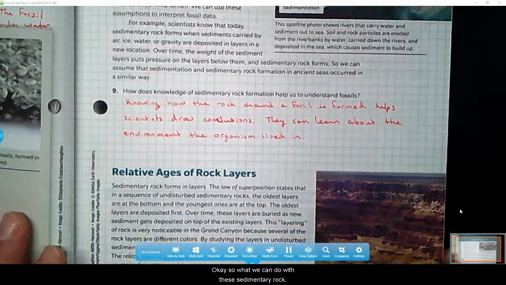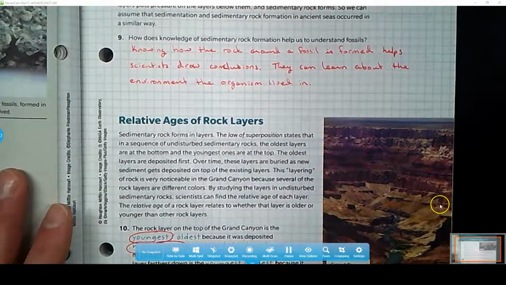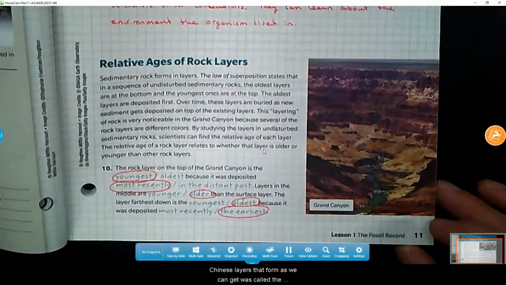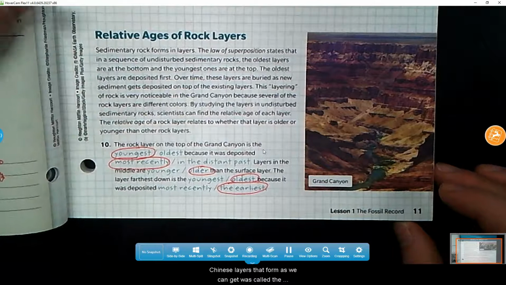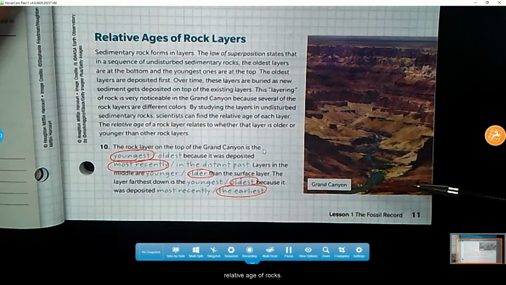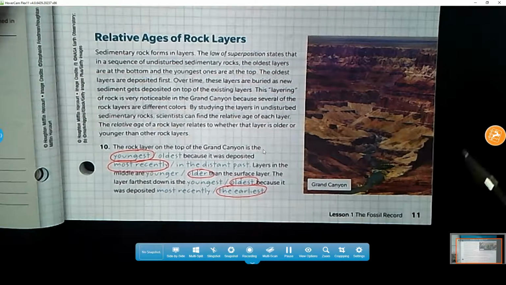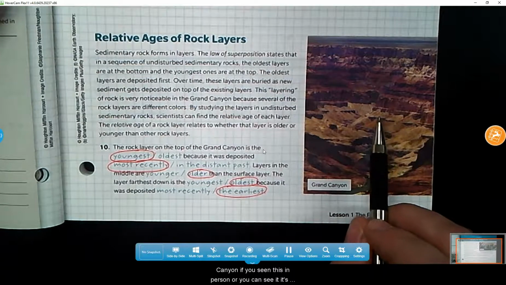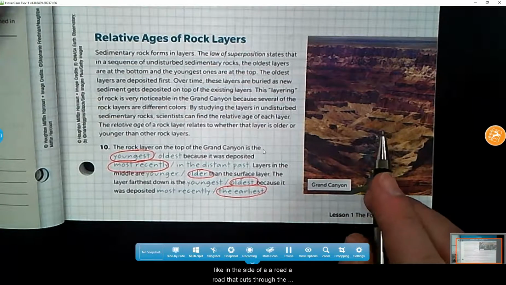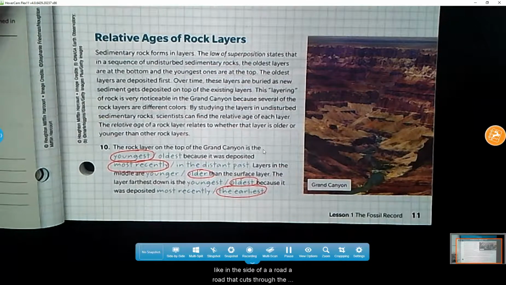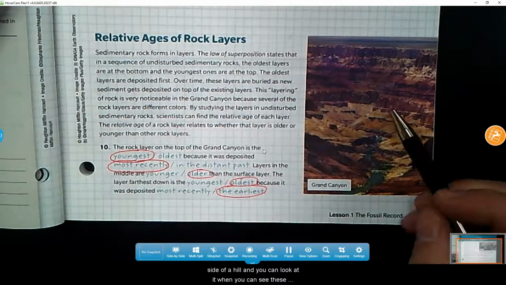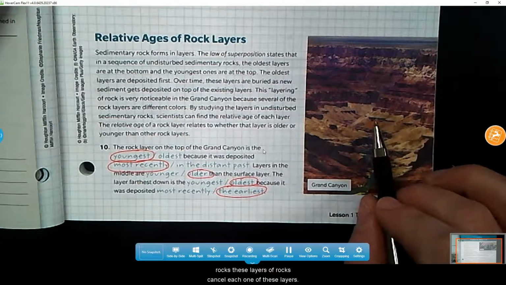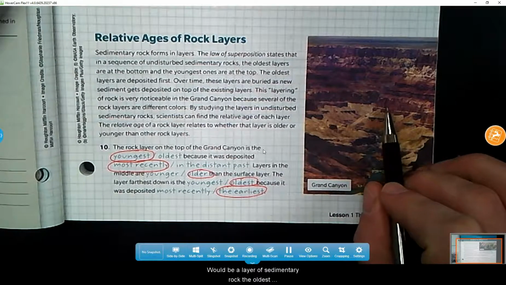Okay, so what we can do with these sedimentary rock and these layers that form is we can get what's called the relative age of rocks. If you look at the picture of the Grand Canyon over here, maybe some of you have been to the Grand Canyon and you've seen this in person, or you can see it in the side of a road that cuts through the side of a hill, and you can see these layers of rocks. Okay, so each one of these layers would be a layer of sedimentary rock.